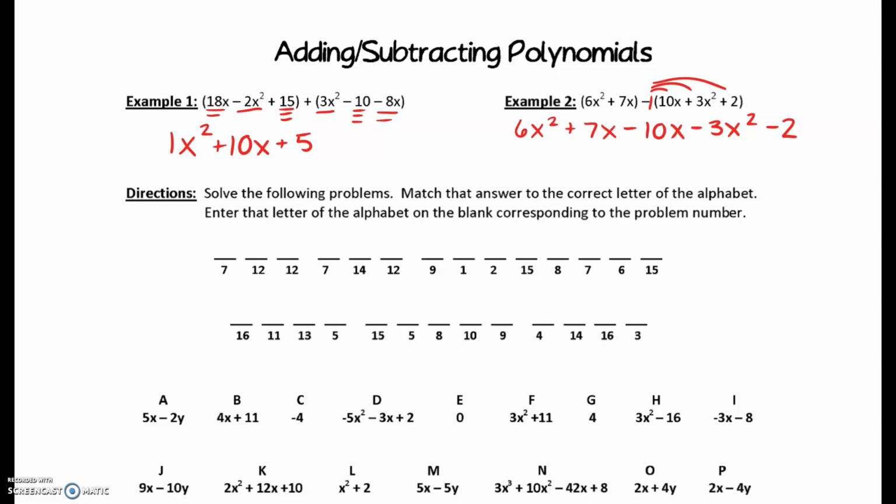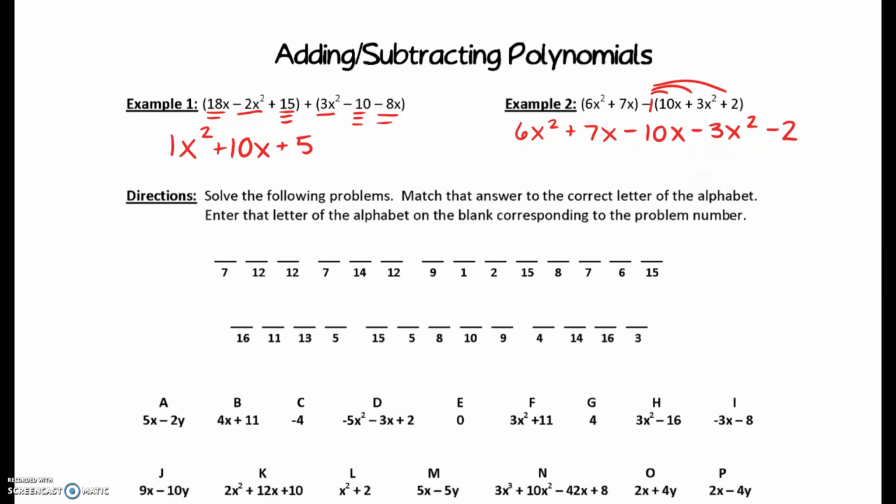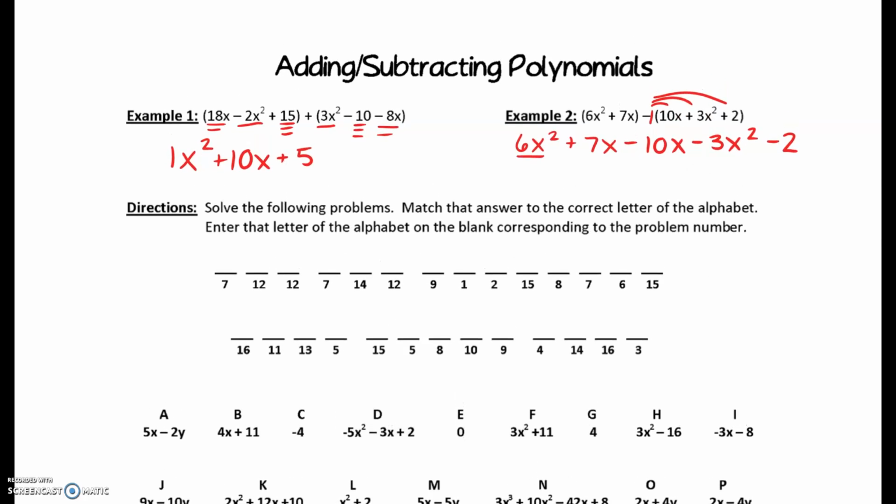We're going to combine our like terms. So we will add 6x squared with a -3x squared. That would yield a positive 3x squared. We will add 7x with -10x. That would give us -3x. And -2 is the only constant term, so that just is brought down at the end of our final answer, giving us 3x squared minus 3x minus 2.